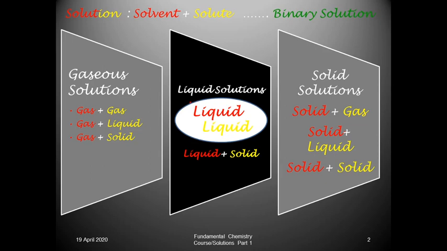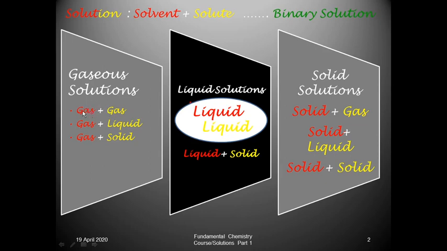There are various combinations of solute and solvent based on their phase, and based on that there are three different types of solutions: gaseous solutions, liquid solutions and solid solutions. Gaseous solutions have gases as their solvent part. You can see the same color, so you will easily understand this. Gases as their solvent means gas is going to be in larger concentration. You can have a gas as the solvent and another gas as the solute.